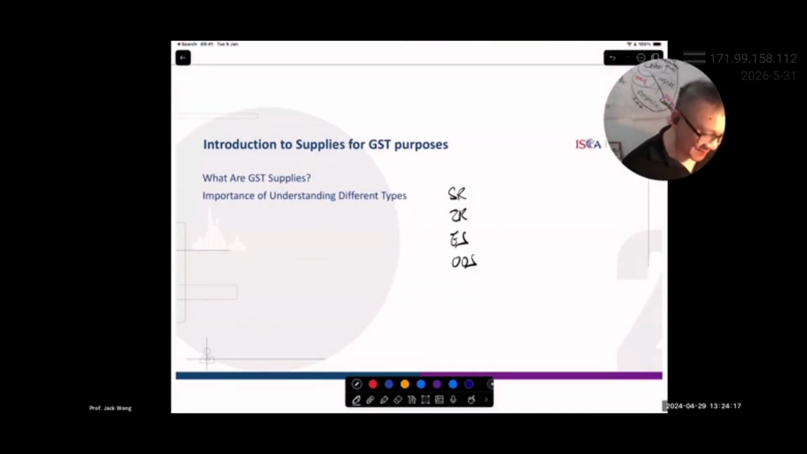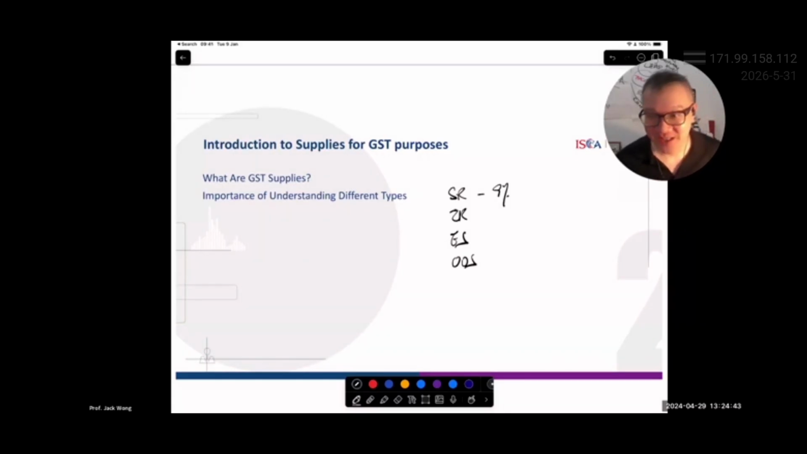And then in Singapore, the standard rated supply right now is 9%. So let's suppose you carry on a business transaction and you do not classify the transaction properly, and you think that you do not need to charge 9%. That is not just incorrect filing, you actually have to pay a penalty to the Singapore Tax Authority, because you're supposed to charge 9%, but you didn't.